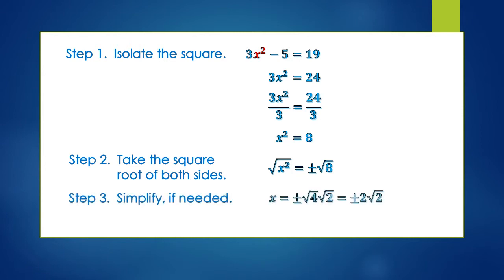Simplify. Here, the biggest perfect square that's a factor of 8 is 4. The square root of 4 further simplifies to 2. Note that the problem gives two answers, 2 root 2 and negative 2 root 2. Typing these values on your calculator gives decimal approximations of 2.83 and negative 2.83.